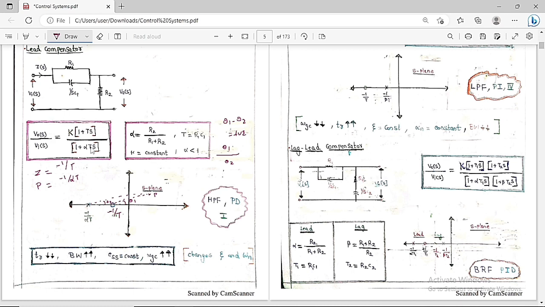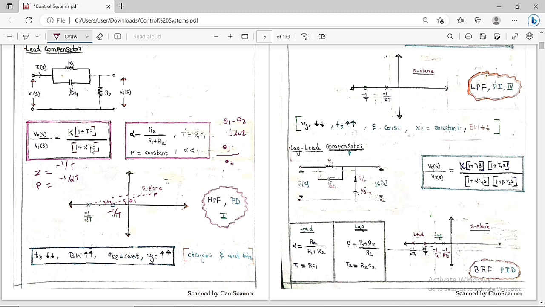Lead compensator means the output is always going to lead the input. When the value is positive, the output is going to lead the input. So therefore we can say the output is always going to lead the input. Therefore, 0 is always closer to origin when compared to 4. 0 is very close to origin when compared to 4 in the case of lead compensator.